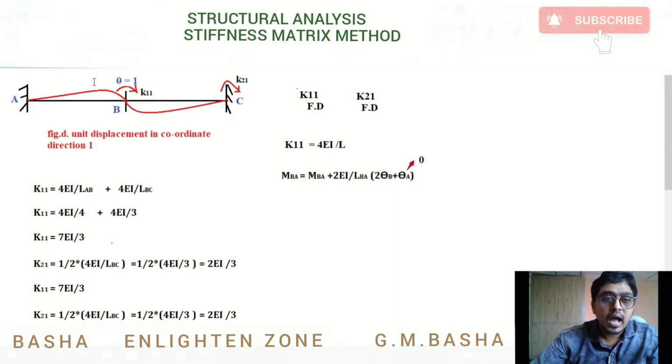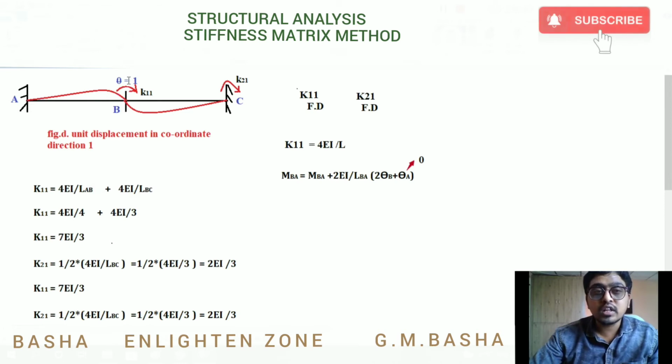So see here, I am applying 4EI by L as our unit displacement. For example, we are at the joint B. There will be two connecting members. Our unit displacement value for member BC will be equal to 4EI by the length of the span BC. And again, our unit displacement for member AB or BA will be equal to 4EI by LAB. So don't be confused. Whatever unit displacement is applied here, that value will be equal to 4EI by L.